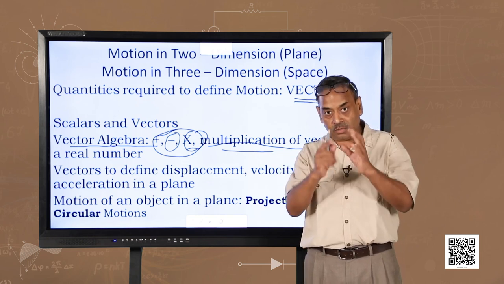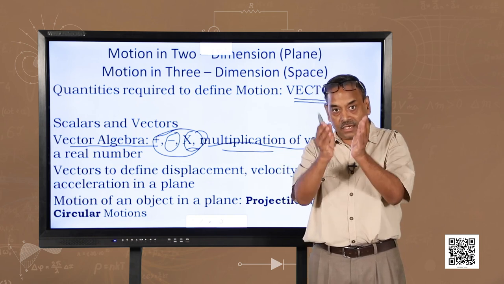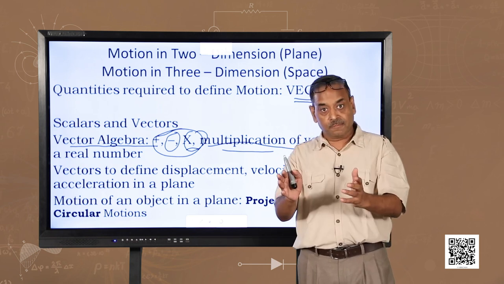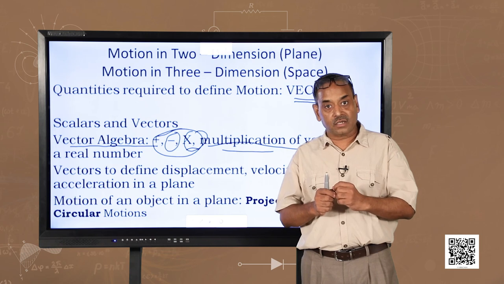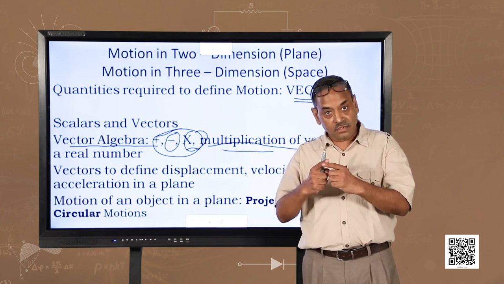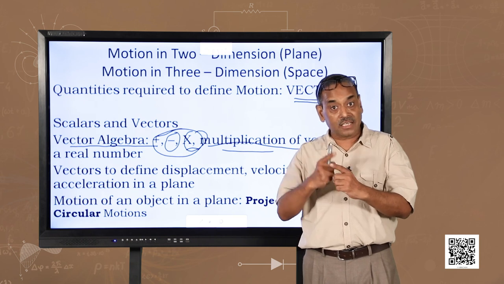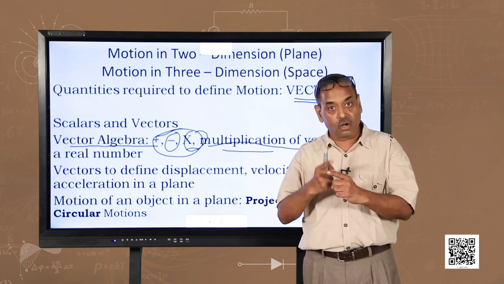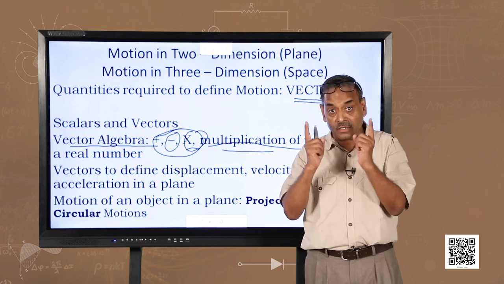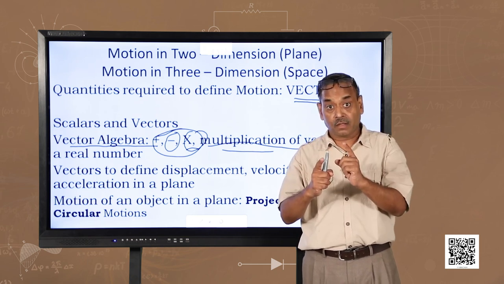So, let me sum it up by saying this: scalar quantities are those quantities which can be defined through their magnitudes only, and vector quantities are the quantities which can be defined through their directions as well as magnitude, but at the same time they follow the special law of addition called vector law of addition. Remember, this vector law of addition is very important.